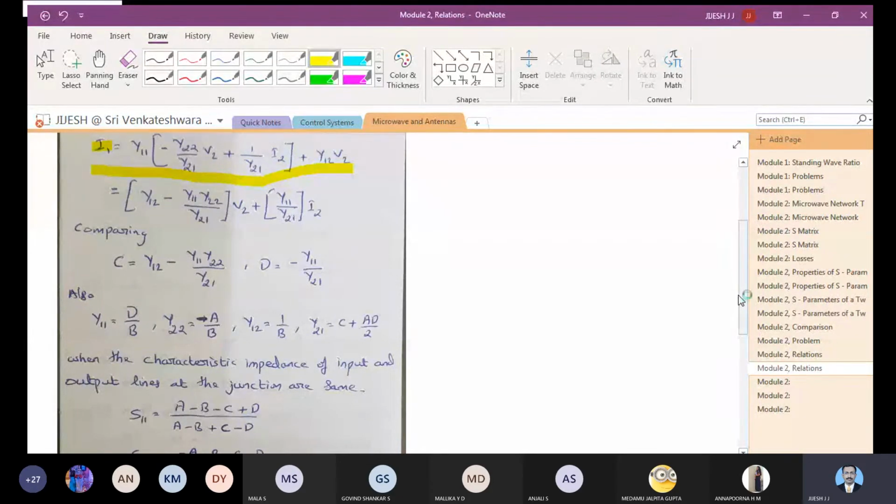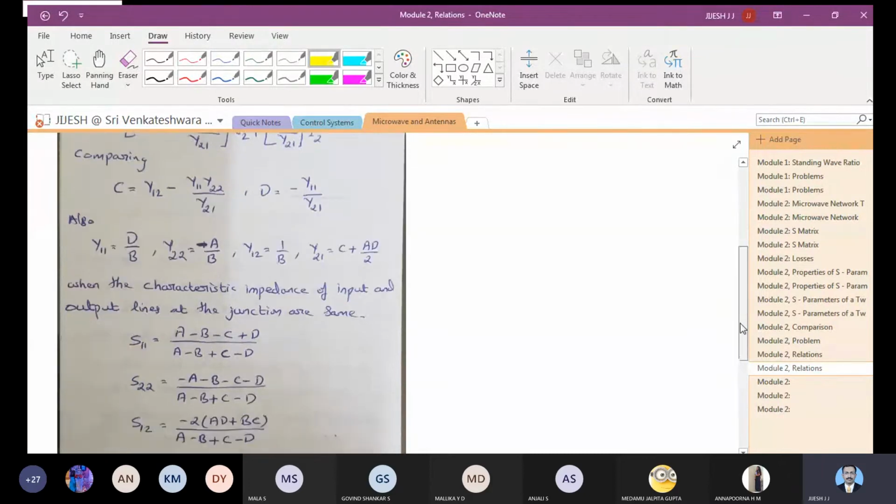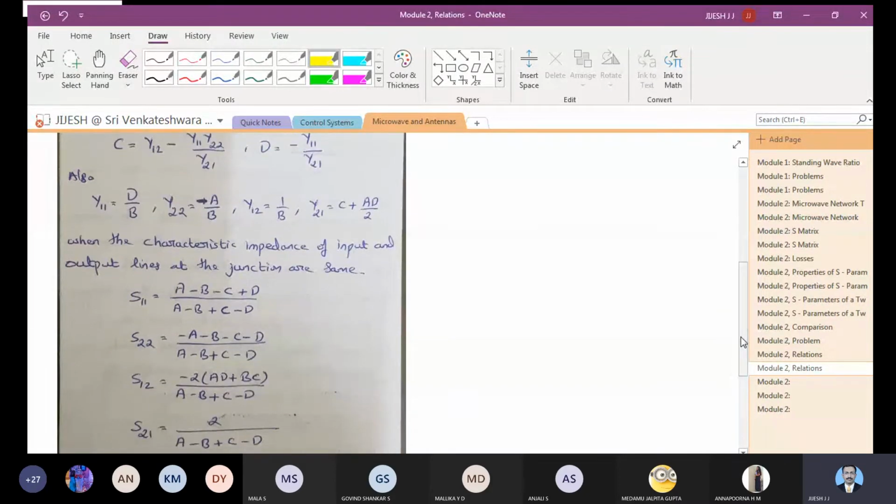When the characteristic impedance of the input and output lines at the junction are the same, then only you can use this equation. So you have to make sure that the characteristic impedance of input and output lines at the junctions are the same. Once they are the same, you can go ahead with writing this equation in terms of ABCD. So these are the four equations you get for the parameters S11, S12, S21 and S22. These equations you can just understand. It's very easy to remember.